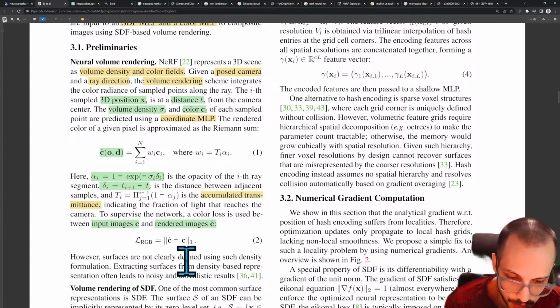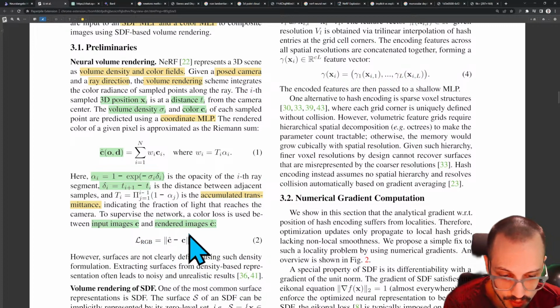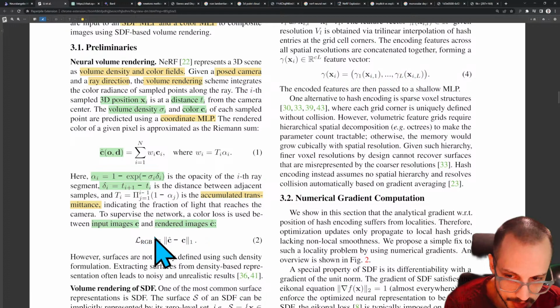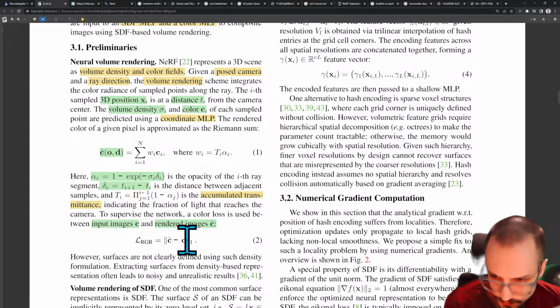So this double parallel lines here refer to the L1 loss. So here the 1, sometimes you have a 2, and that means it's the squared difference between these, but here the 1 means it's just the rendered image pixel color minus the input image pixel color.